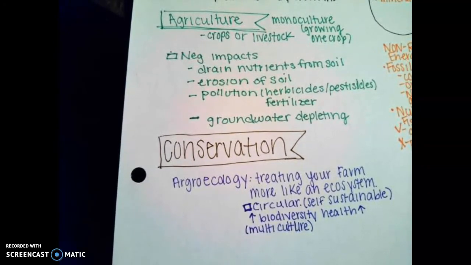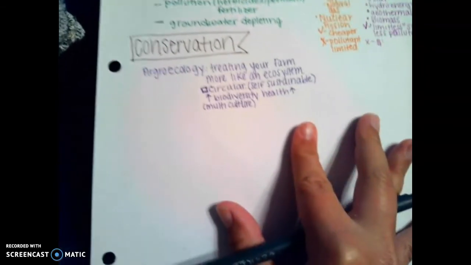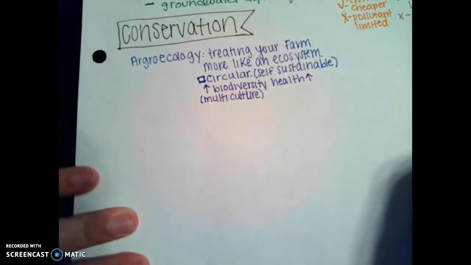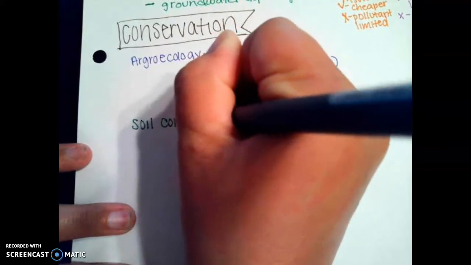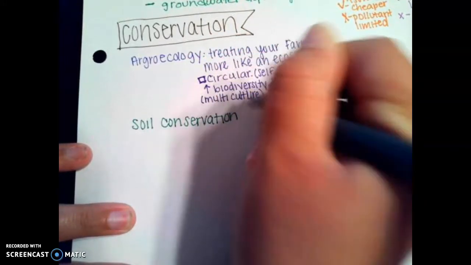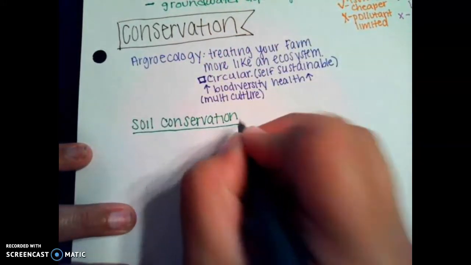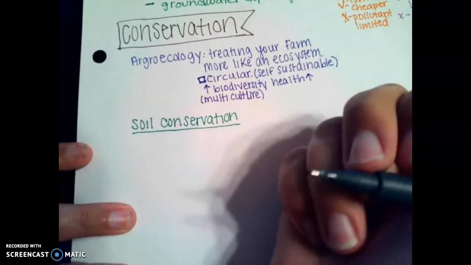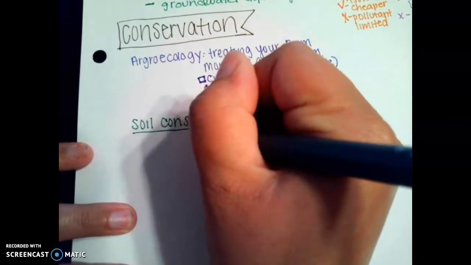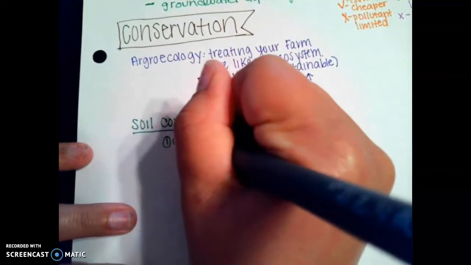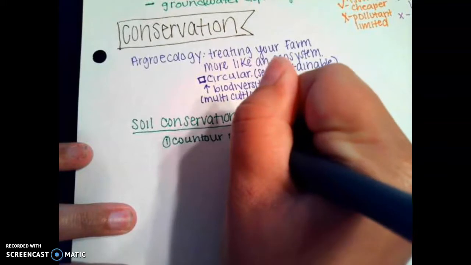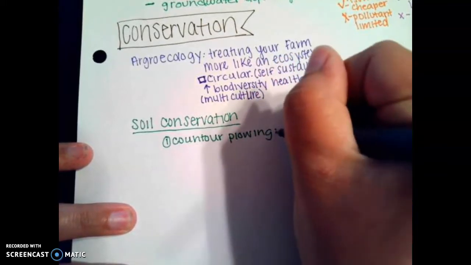Moving on, though, when we look at our conservation efforts for ecology, we also have to look at soil conservation. So we're going to write soil conservation right here. Or how to preserve our soil, because our soil is a natural resource, believe it or not, and it's one that definitely needs our help. One of the first things we learned to help preserve the soil is contour plowing, or plowing in a way that decreases erosion.